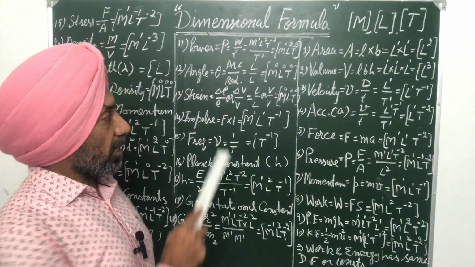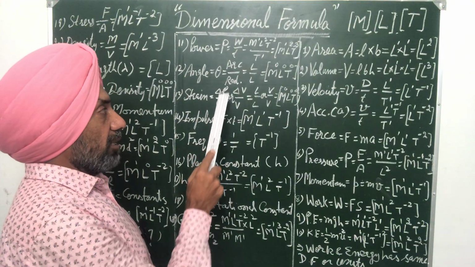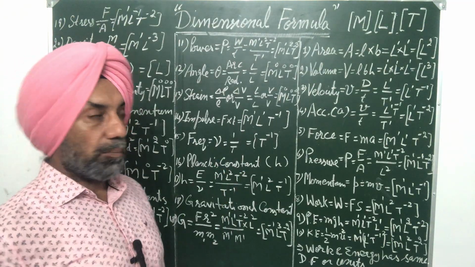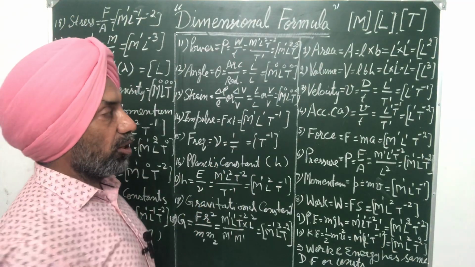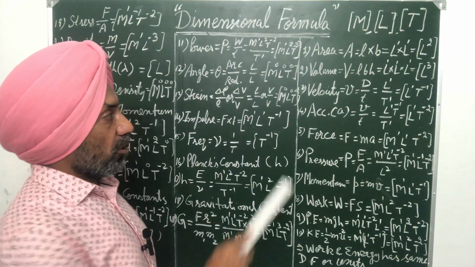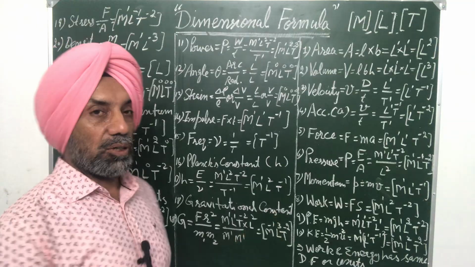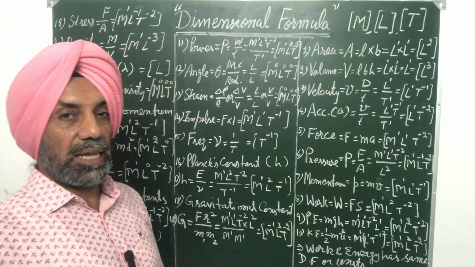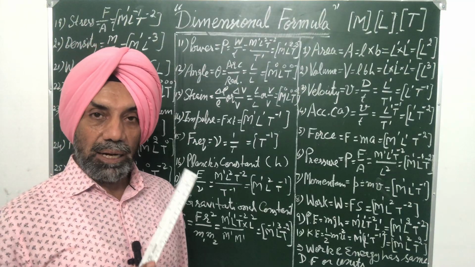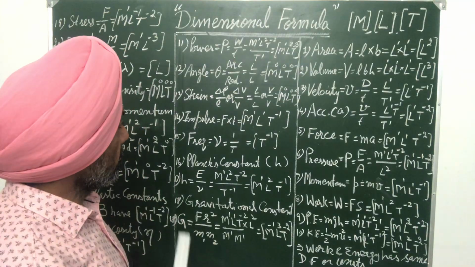Strain. Now strain is defined as either change in length over original length or change in volume over original volume, meaning length upon length or volume upon volume, meaning L cube upon L cube. So it will be M0 L0 T0. Strain is also a dimensionless quantity. It means angle and strain both are dimensionless.